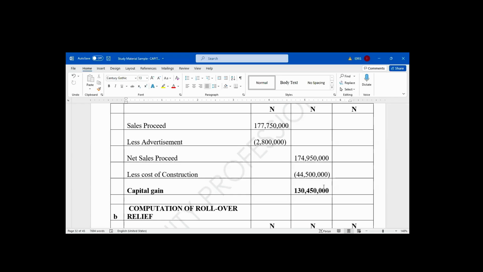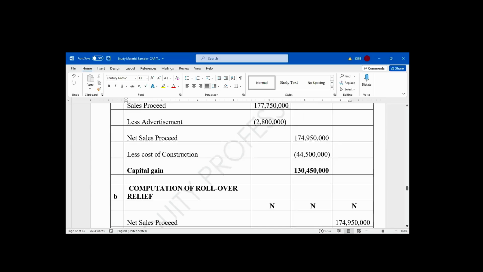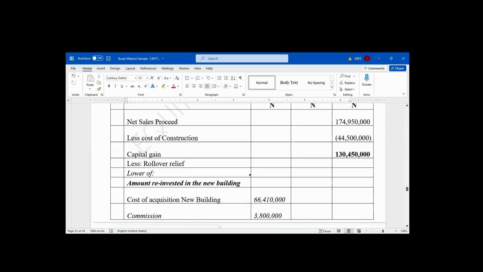You're supposed to pay capital gain tax on this, 10%, right? But you now apply the rule of rollover. You now say, how much out of this 130,450,000 am I going to roll over from it? For you to get your rollover amount, you compare the lower of the amount reinvested with the sales proceed.